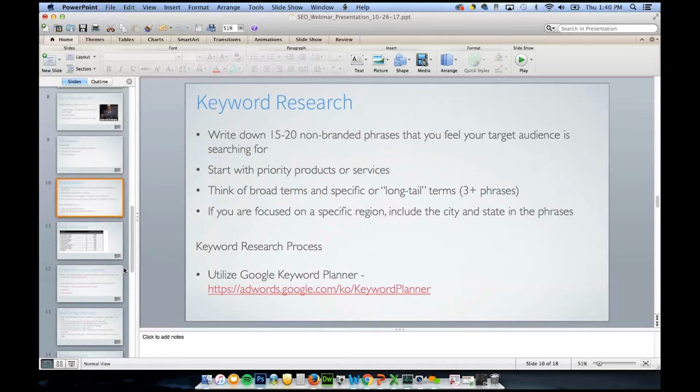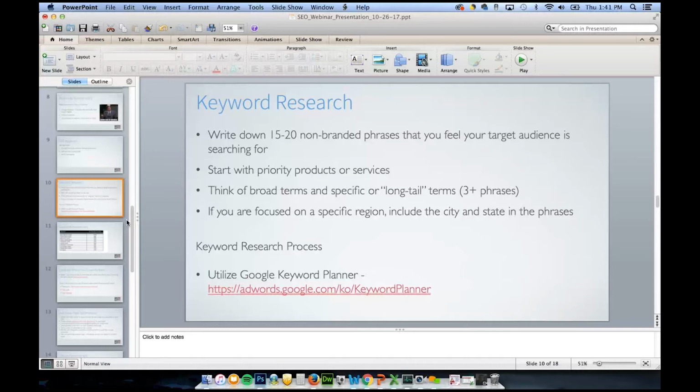Really, this is just a brainstorming exercise, to be honest with you, to start. So I have my clients, I sit down with them and I say, tell me 15 to 20 non-branded keyword phrases that you feel your target audience is searching for, and you write those down. And where to begin on that is, again, you have to put yourself in the mindset of your customer or the target audience that's searching for something that would lead them to your website. What are the things that they would be looking for? And I would encourage you to be a little extensive in this exercise, even though 15 to 20 wouldn't be categorized as extensive. But think of broad terms.